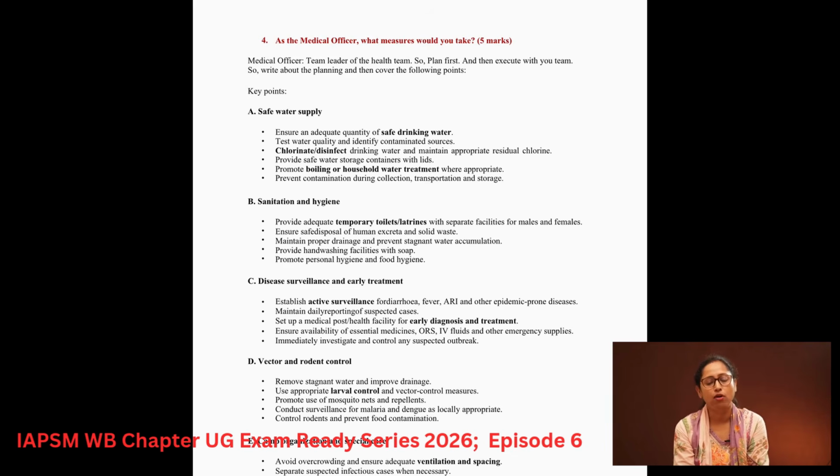The third point talks about the disease surveillance and early treatment. What is surveillance? It is a continuous scrutiny of the factors that will cause the disease, right. What are the diseases that would be prevalent here? Diarrhea, cholera, fever, ARI and any other vector-borne or epidemic-prone diseases. So, we need to maintain daily reporting of suspected cases, and that would be done only by active surveillance.